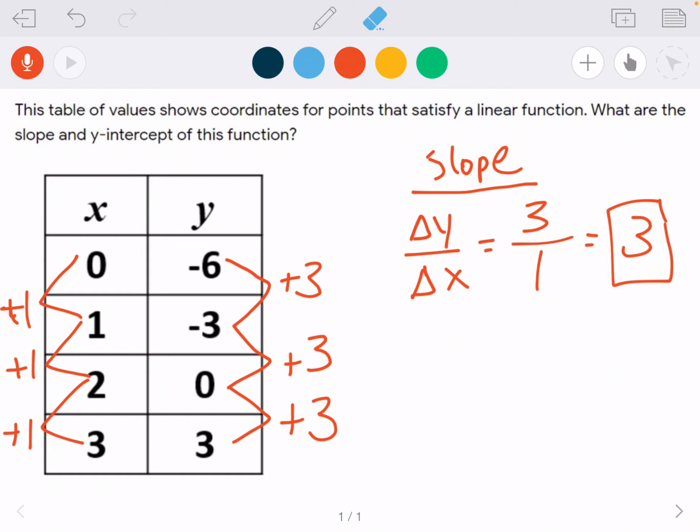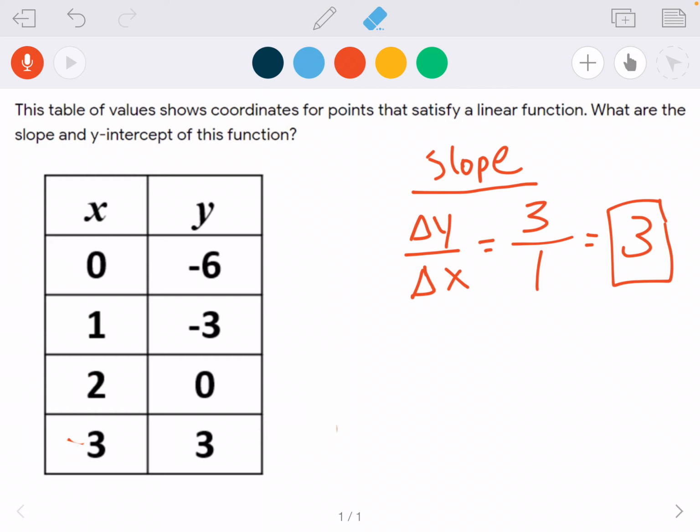Now the next thing we need to do is figure out the y-intercept. Looking at a table and figuring out the y-intercept is actually pretty easy. If I drew a graph, we know that the y-intercept is the point where a line crosses the y-axis. Any point that is on the y-axis means that the x value has to be 0. So looking at a table, all you have to do is find the 0 in the x column, and whatever is across from it, that's going to be our y-intercept.